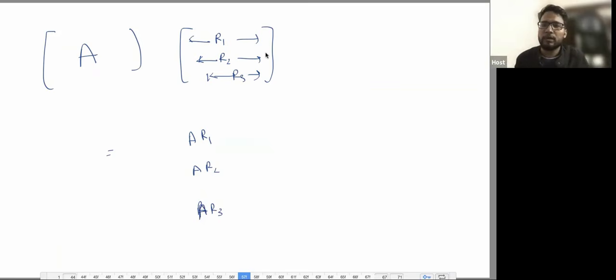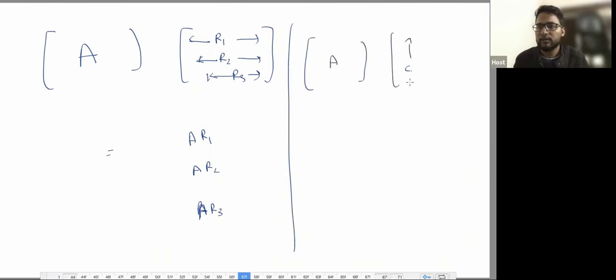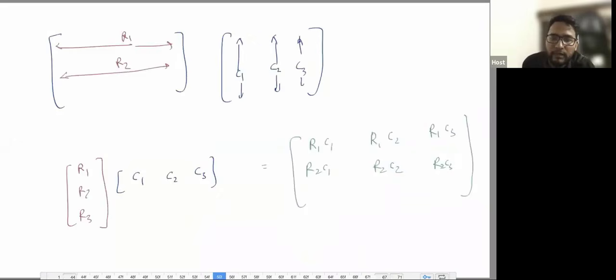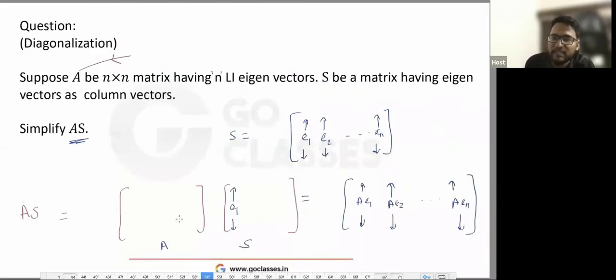Similarly, you can do the compact representation of this. This is A, this is C1, this is C2, this is C3. Then the multiplication is just A into C1, A into C2, A into C3. So anyway, you can multiply matrices in compact form also. Just treat this A as one scalar, and you can write A into E1, A into E2. This is a valid multiplication.